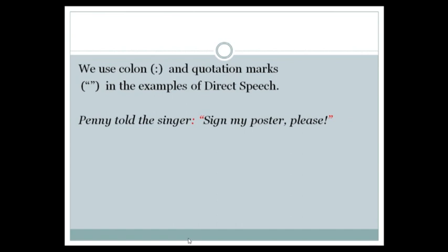We use colon and quotation marks in the examples of direct speech. For example, Penny told the singer, colon and quotation marks, "Sign my poster, please."